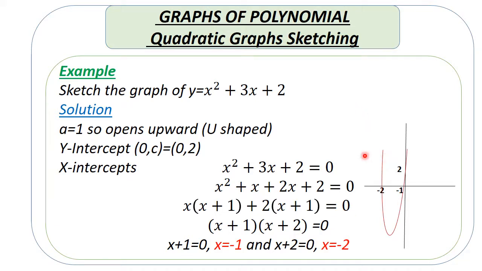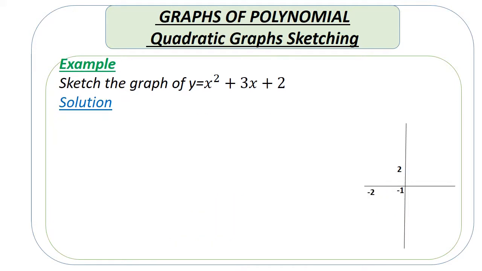In the first information, we knew that it has the shape of a cup. Second, we knew that it's going to cut here. Third, we knew that it's going to cut the axis here and here. What is remaining is the turning point. So where should it turn? Should it turn here, here, here, or here? We don't know exactly. So we need to know the turning point.